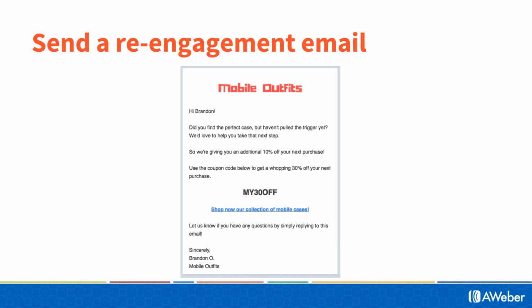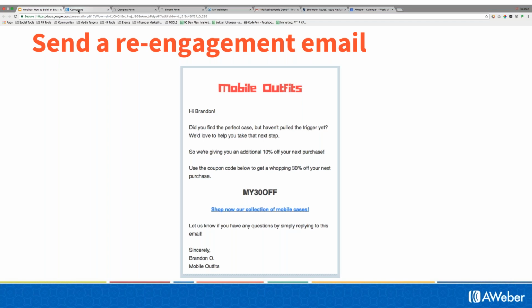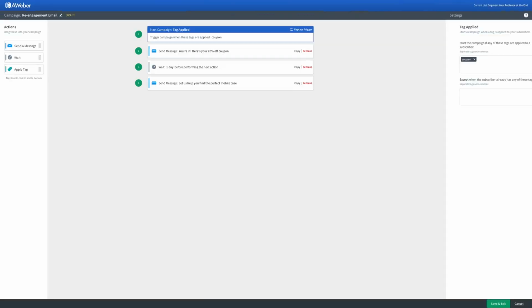So let's say that they got that 20% off coupon in the email. They've also got that second email which asked them to sort of self-select what they might be interested in. Let's say that they didn't engage with any of those previously, and you want to provide them one more incentive to take some action, and you decide that you want to give them an additional 10% off on their next purchase, which is a full 30% off their purchase. So you provide them a new coupon code with a link to go buy or shop for those mobile cases. So let me jump back into the campaign and show you what that would look like.